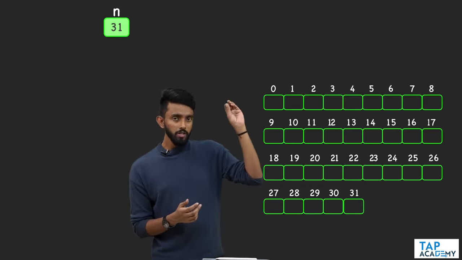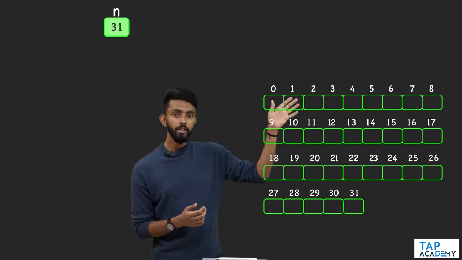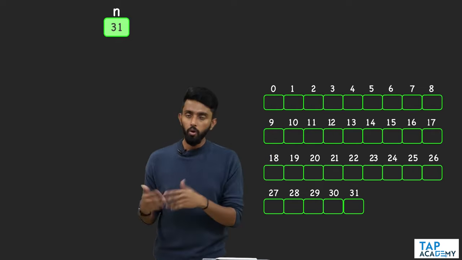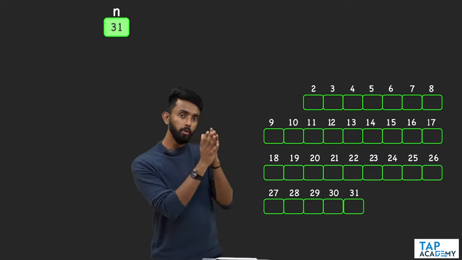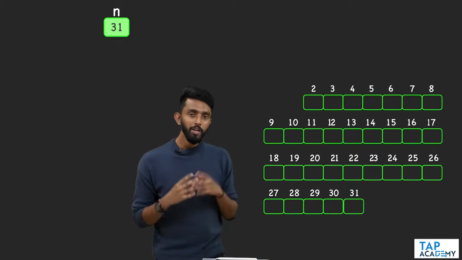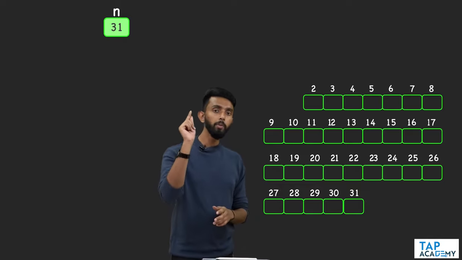Now, this 0th index and 1st index really don't matter to me, because 0, obviously, I'm not going to consider as a number itself. 1 is neither prime nor composite, which means for me, everything begins from 2. So what I will do is, I'm going to run a loop, right? And the looping variable is going to be i.